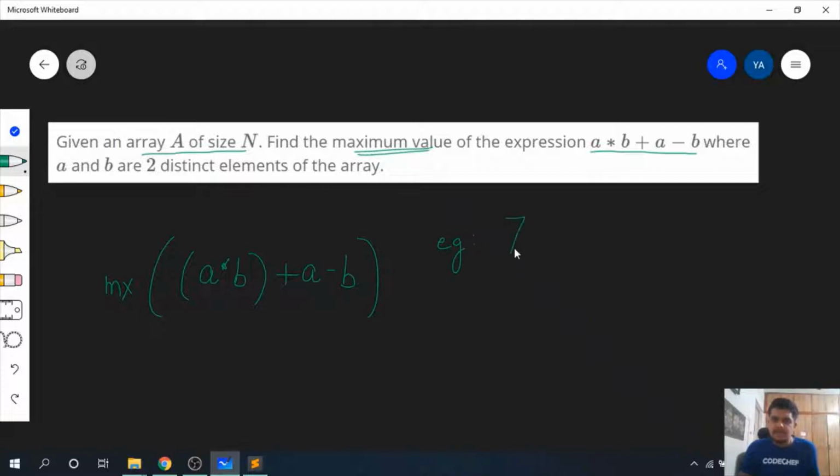Say 7, 5 and minus 1 and minus 3. Now over here let us take a and b to be 7 and 5. So here we can clearly see 7 into 5, 35 plus 7 minus 5. The answer will be 42 minus 5, so 37. If you check all pairs of array elements, we can see that 37 will be the maximum answer. Now having seen this, let us move forward with the solution approach.